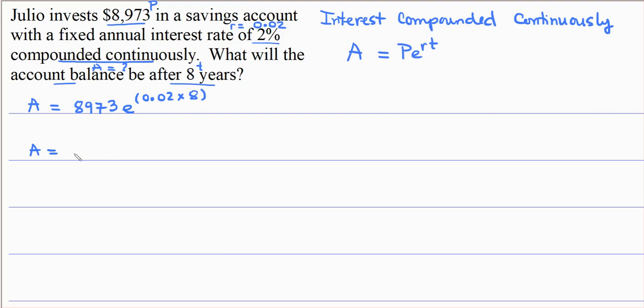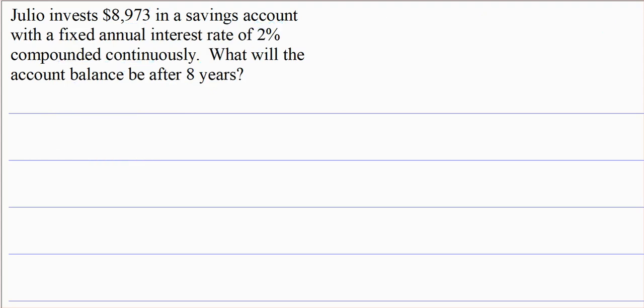Okay, so now go back and write out the answer. The account balance after 8 years is $10,529.91. Okay, let's look at the next interest compounded. So I'm going to clear this and look at the next one.